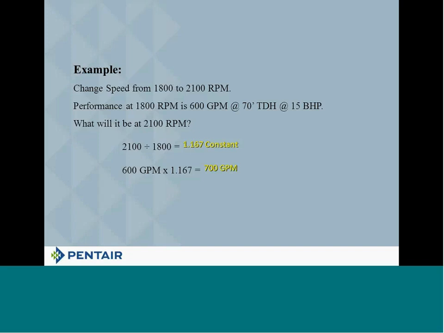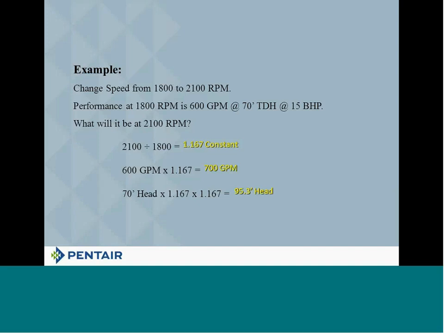So for all practical purposes, we'll call it 700 gallons a minute. Remember that the head is changed by the square of the difference. So if the head is 70, I multiply that by 1.167 times 1.167, and now I'm getting a total head of 95. And so far, things aren't so bad.